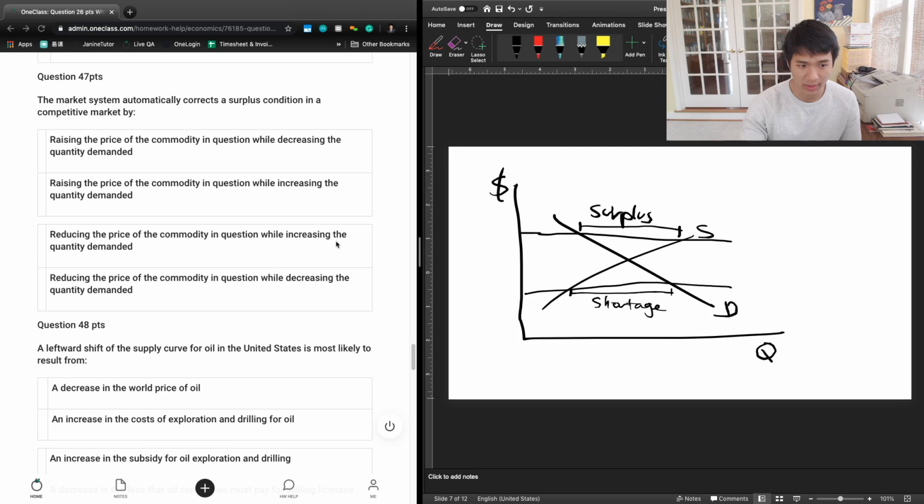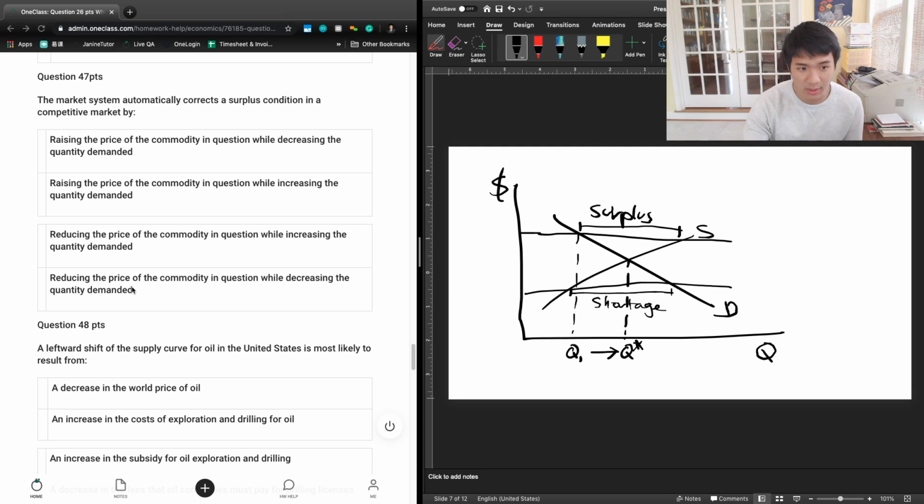And the question is, are we increasing quantity demanded or decreasing quantity demanded? So we can see here, if we're trying to eliminate the surplus, during the surplus, we have a quantity demanded of Q1. And after the surplus, at equilibrium, we would have a quantity demanded of Q star. And so this is an increase in quantity demanded. And therefore, the correct answer is going to be C.